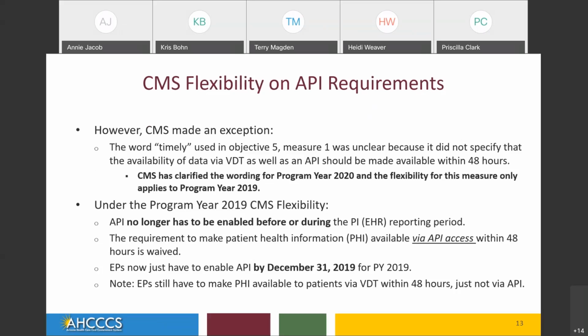Under the Program Year 2019 CMS flexibility, an API no longer has to be enabled before or during the PI reporting period. The requirement to make patient health information, or PHI, available via API access within 48 hours is waived. EPs now just have to enable API by December 31st, 2019 for Program Year 2019. Please note that EPs still have to make patient health information available to patients via VDT within 48 hours, just not via API.